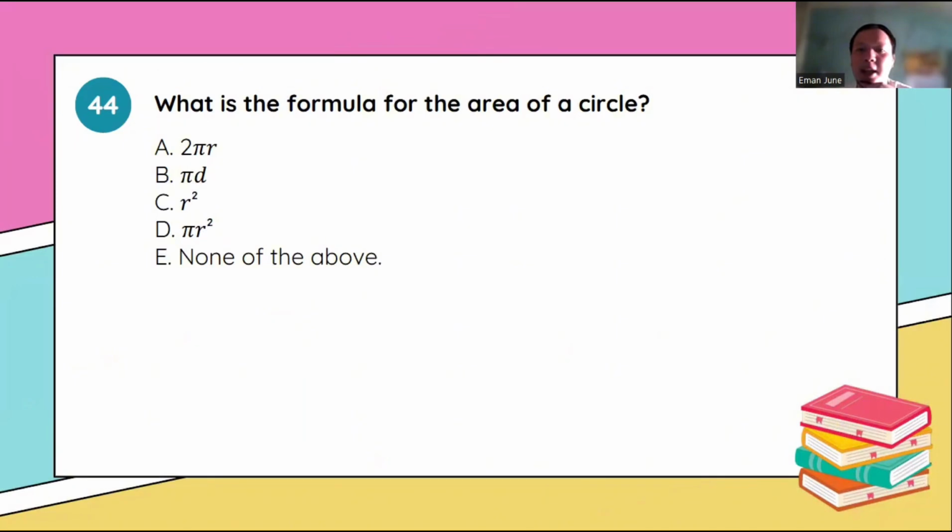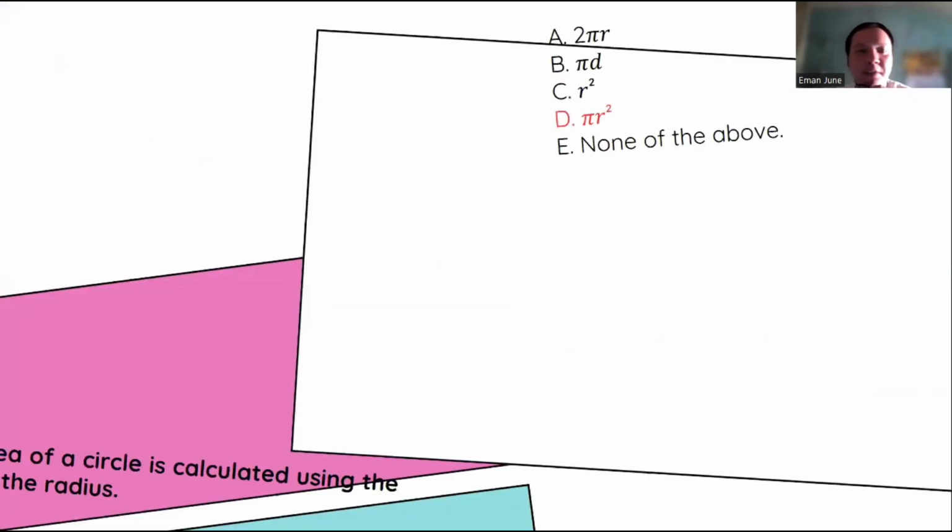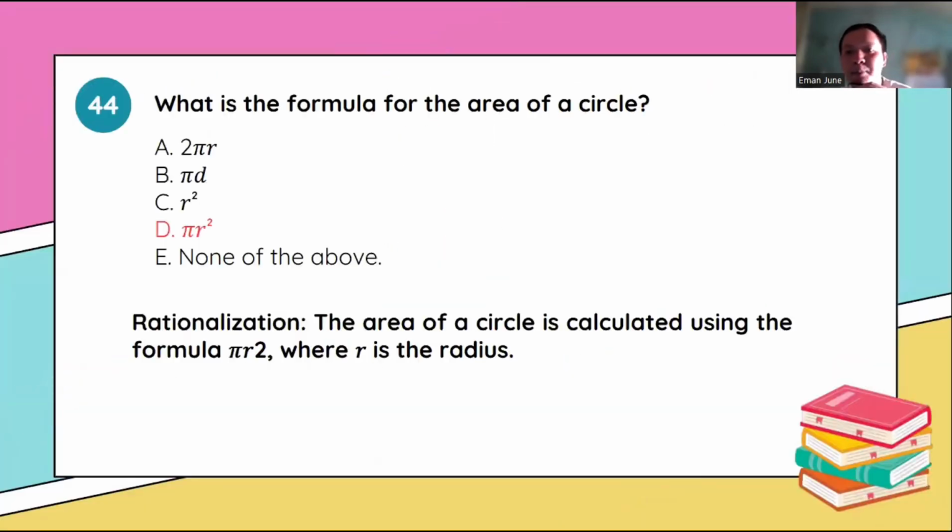We have A. 2 pi r, or letter B, pi d, or C, r squared, or letter D, pi r squared, or letter E, none of the above. So the answer for number 44 is letter D, pi r squared. So why is that letter D? Let's have the rationalization. The area of a circle is calculated using the formula pi r squared, where r is the radius. So the answer for number 44 is letter D. And now let's proceed to question 45.